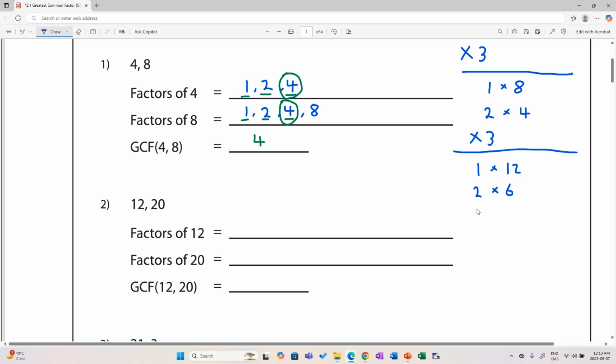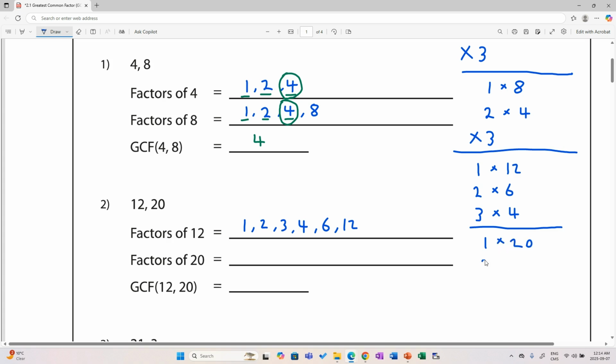Now let's try 3. Am I able to multiply 3 by a number to get to 12? Yeah, I believe so. 3 times 4. Okay, and I think I found all of my factors, so I'm going to write them down. I got 1, 2, 3, 4, 6, and 12. Okay, now let's look for my factors of 20. Am I able to multiply 1 by a number to get to 20? Yeah, 1 times 20. Okay, great.